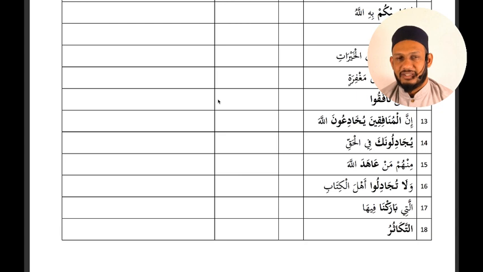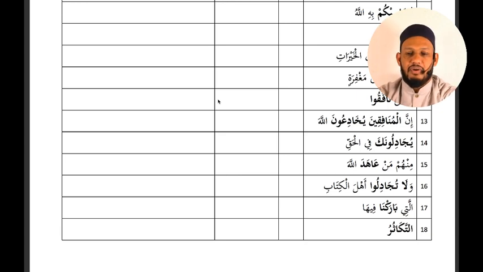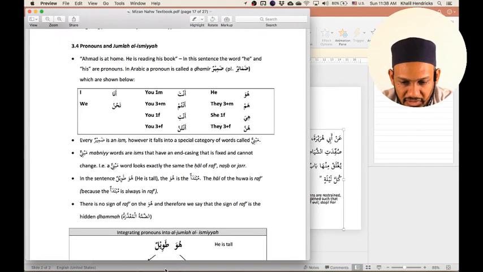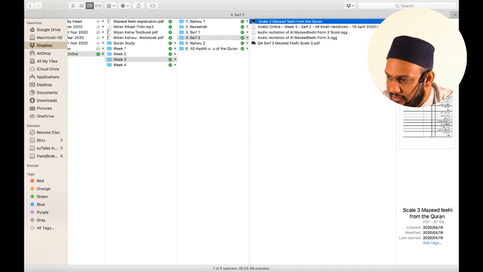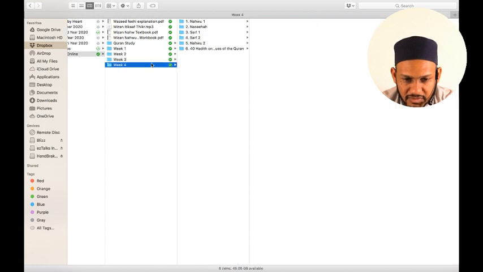Okay, so this is scale number 3. Now I'd like us to start scale number 4. So on your shared drive, and also we'll send to you, inshallah, this week's scale number 4.